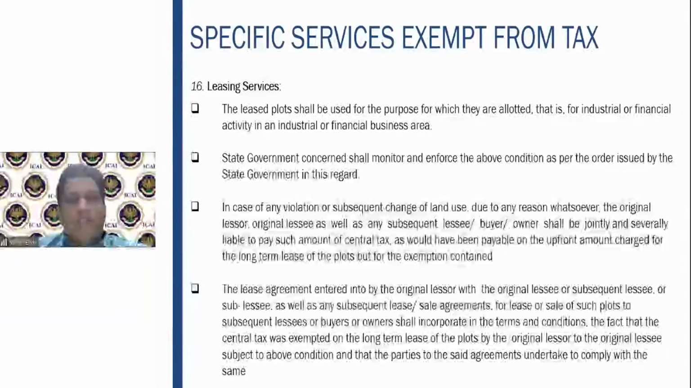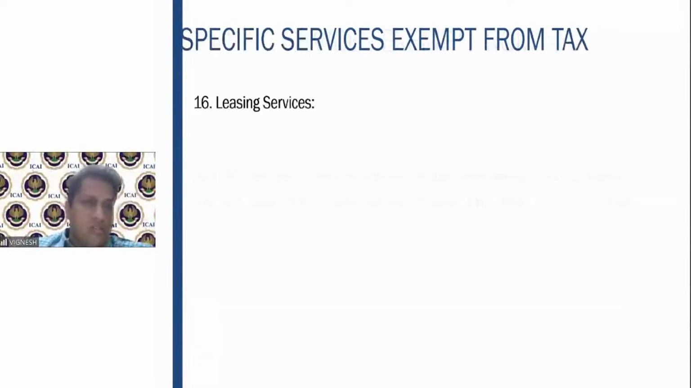Okay. So what are the various leasing conditions? The leased plots shall be used for the purpose for which they are allotted, that is for industrial or financial activity in an industrial or business, financial business area. They will be used only for the purpose for which they are allotted. Conditions are there, and the state government will monitor and enforce the conditions. If any violation occurs for any reason, the lessee, buyer or owner shall be jointly and severally liable. The lease agreement entered into by the original lessor will clearly state that central tax was exempt on the long-term lease of the plots, subject to the condition that parties will undertake to comply with the same. These conditions are to be satisfied in case this leasing service amount needs to be exempt.